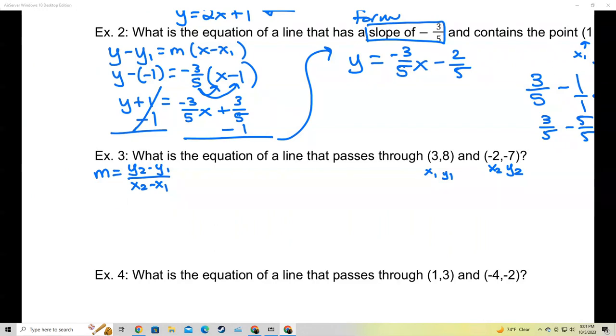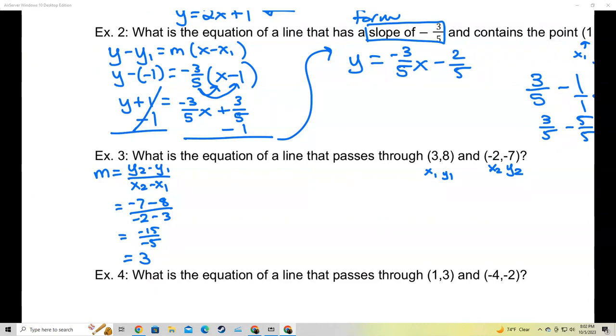We're just going to substitute our values. My y2 is negative 7 minus my y1, which is 8, all over negative 2 is my x2, and then minus 3 is my x1. This becomes negative 15 over negative 5, and that just becomes positive 3. What did I just find? I just found that my slope is 3.